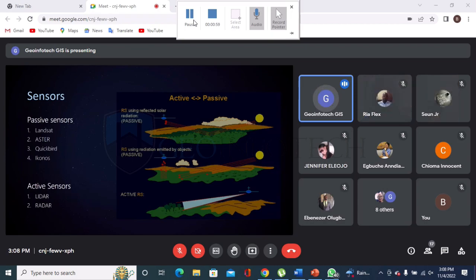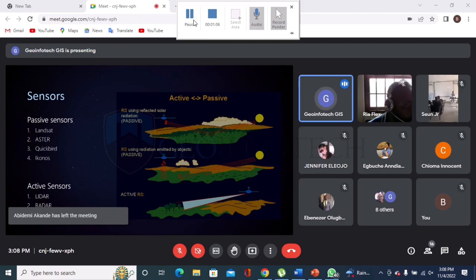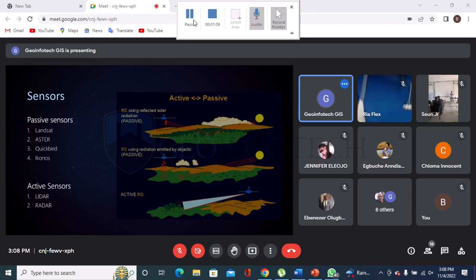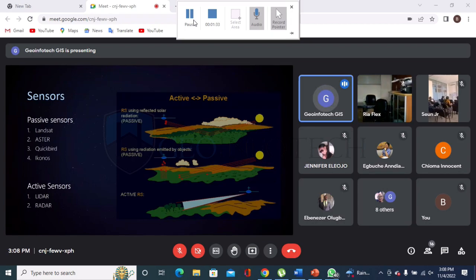Thermal remote sensing. Then the radar remote sensing, which is the active one, are LiDAR and radar. LiDAR means light detection and ranging, while radar means radio detection and ranging. These ones are much more powerful. They work without the help of sunlight. Whether at night or during the day, they are working. And their spectral resolution is quite different from the passive sensors.